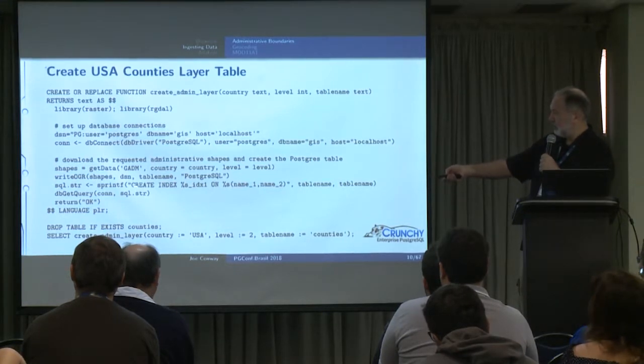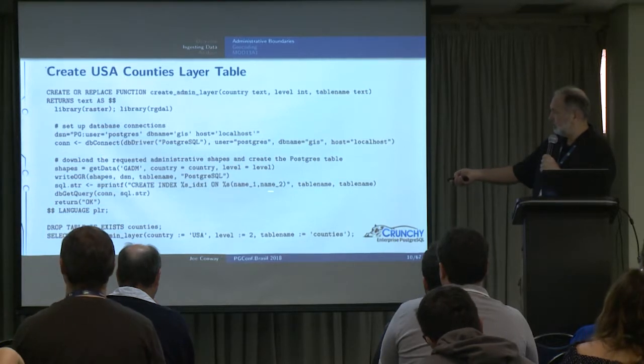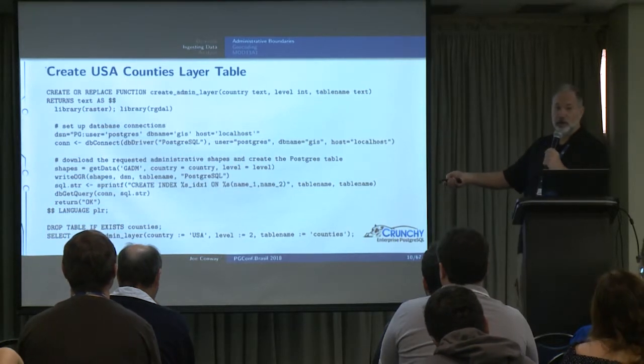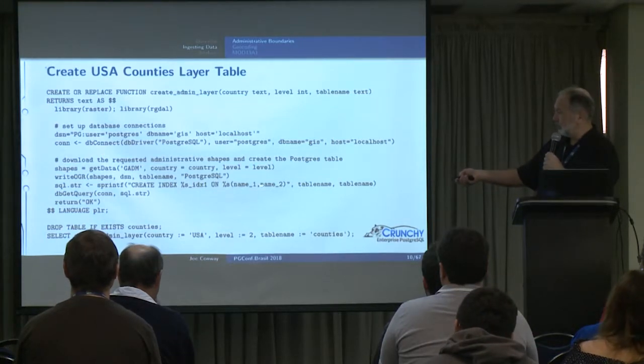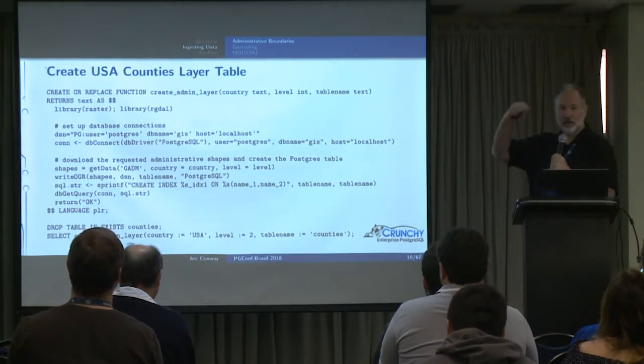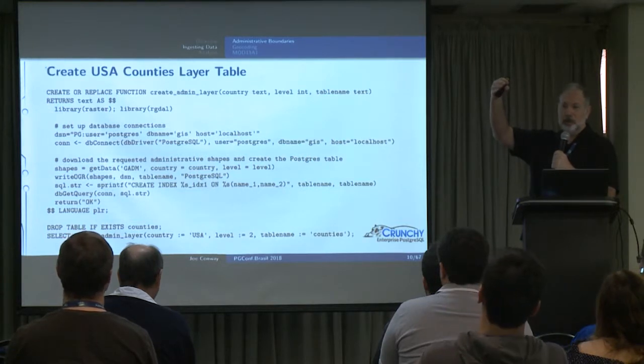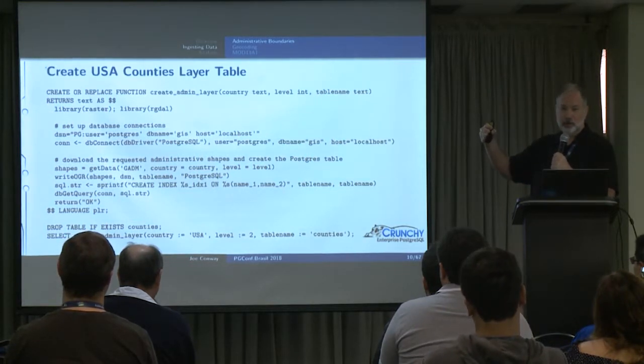Now, what I'm doing here is I'm building up a string, which is a SQL statement, to create an index on that table, because OGR doesn't do that for me automatically. I'm creating an index on these two columns, name one and name two, which are basically the first level administrative name and the second level administration name.